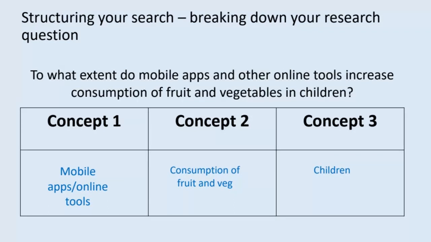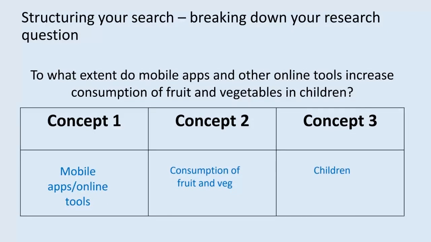And one of the first things you do when you're planning your literature search, once you've settled on your question, is try to break that down into the core concepts. And there are usually 3, maybe 4 key concepts in any research question. And in the one that we've got on the screen here, we've broken that down.